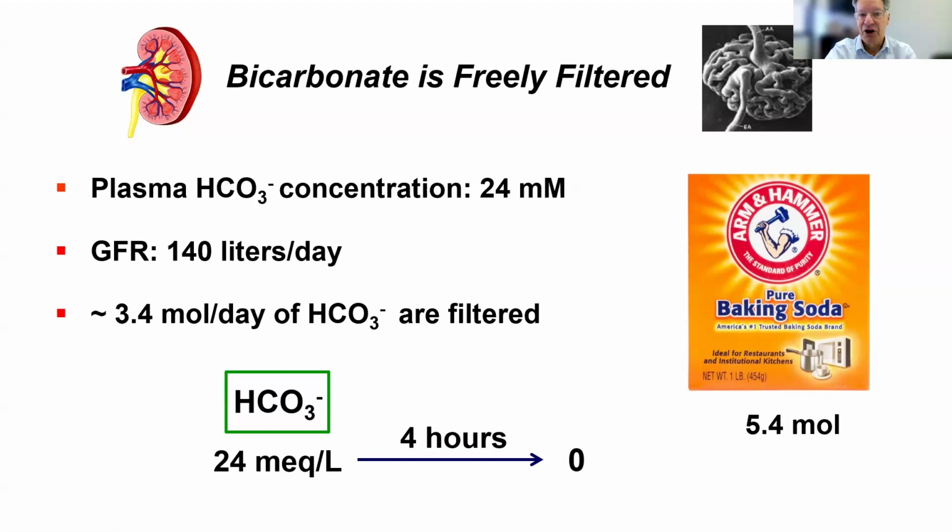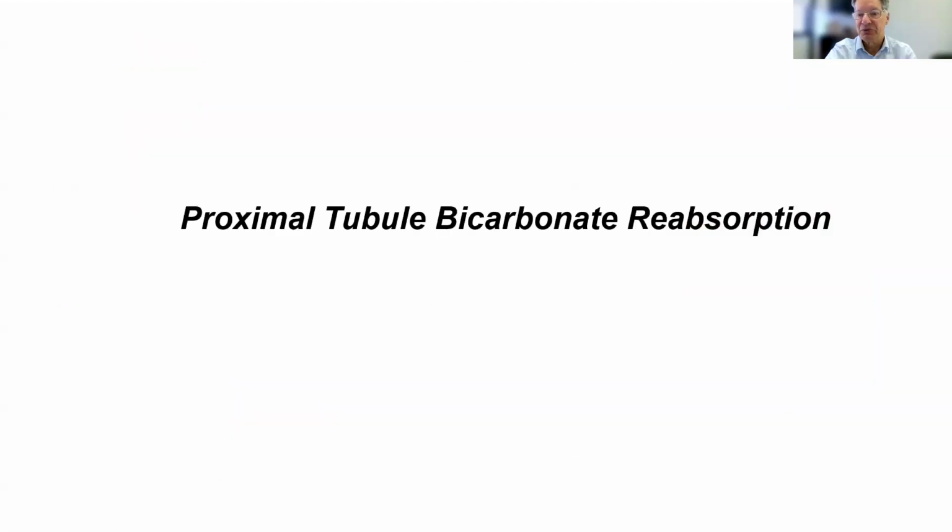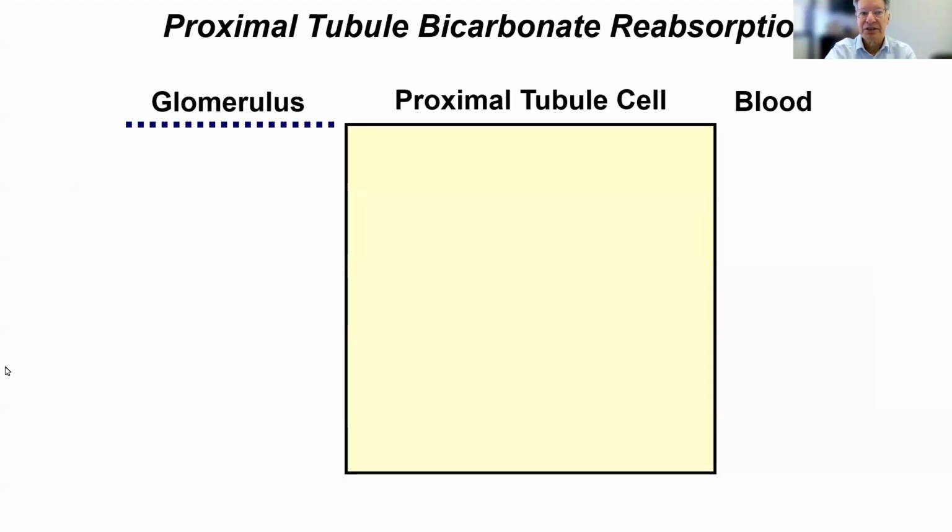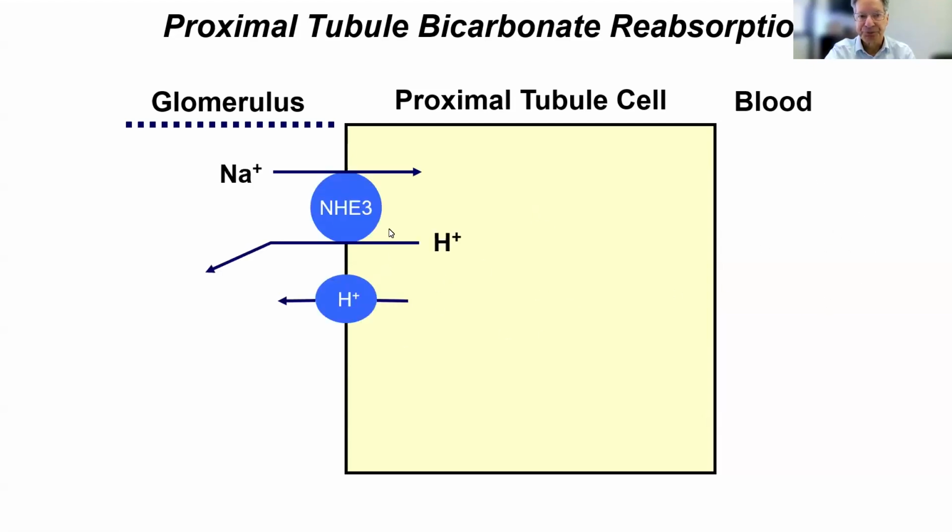And what has evolved is a set of complex transport machinery in the proximal tubule. So this is a schematic of what happens. The glomerulus here is on your left, and the proximal tubule is shown in yellow, and on the right side is the blood compartment. So three compartments: the filtrate, the intracellular compartment, and the basolateral blood compartment.